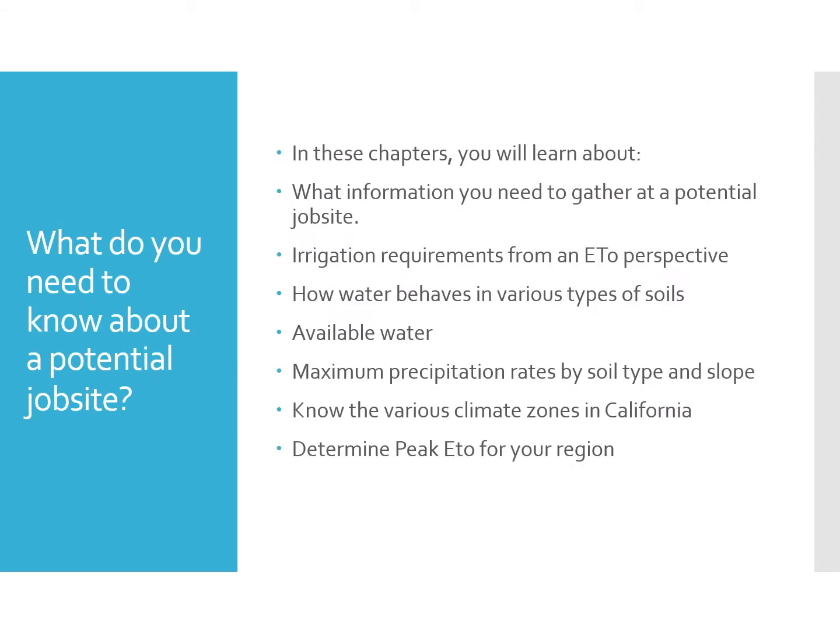In these chapters, what we'll be learning about is what information you need to gather at a potential job site, the irrigation requirements from an evapotranspiration reference perspective, how water behaves in various types of soils, available water, maximum precipitation rates by soil type and slope, and know the various climate zones in California, and determine peak evapotranspiration for your region.